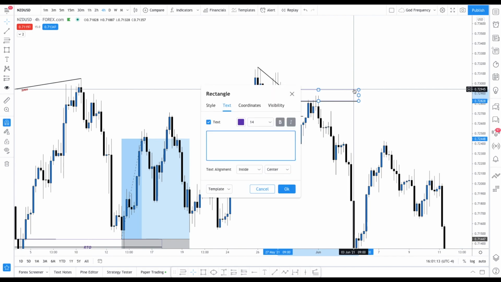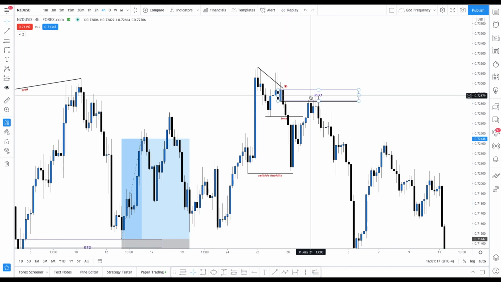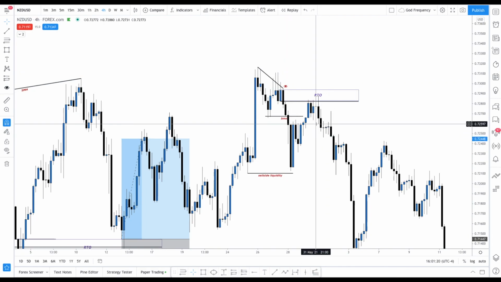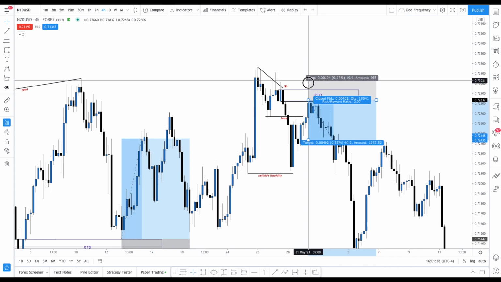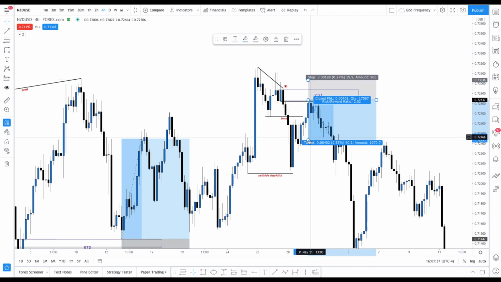Return to origin. So price returns to that origin, and I'm taking the entry here. As soon as price returns, I'm putting my stop loss. Your stop loss is always safe above the order block as a whole. That's a safe stop loss.